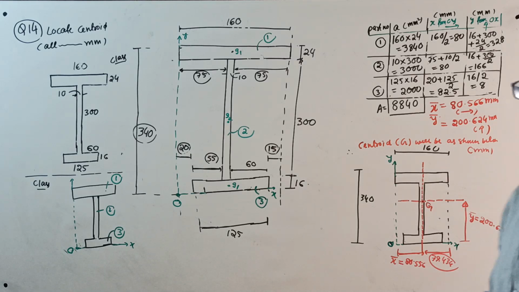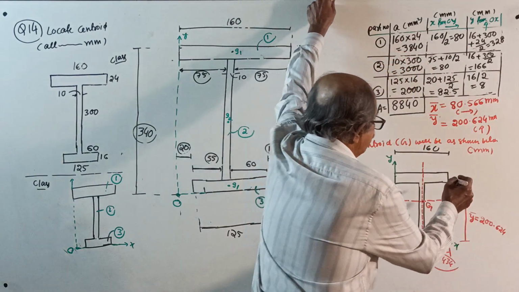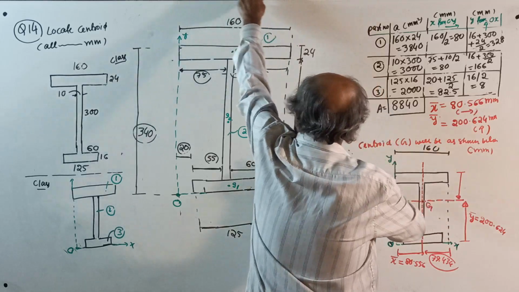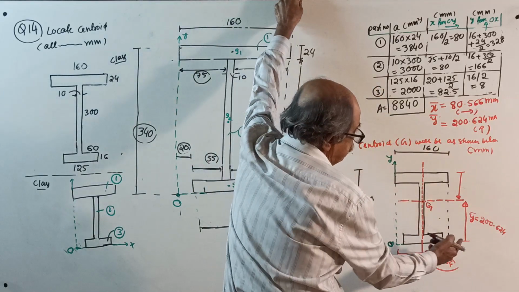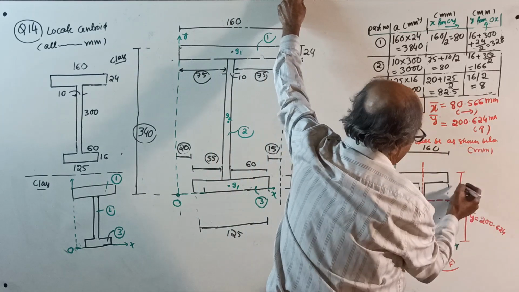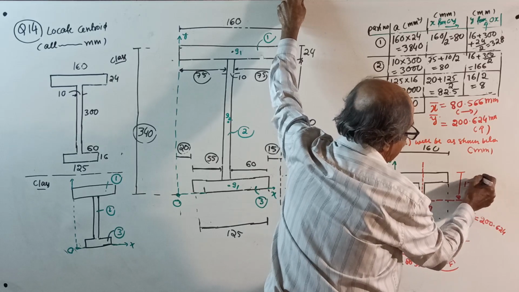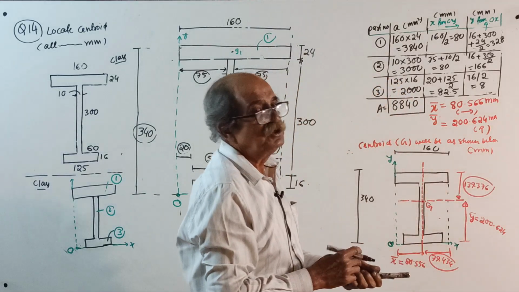Then, if you want from top edge, from this side, this will be from 340, subtract the distance, you will get the answer 139.376. Remember, calculated value. Solution is over.